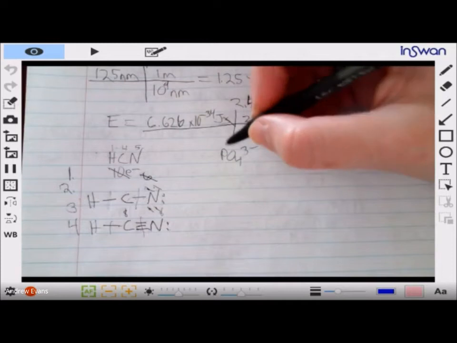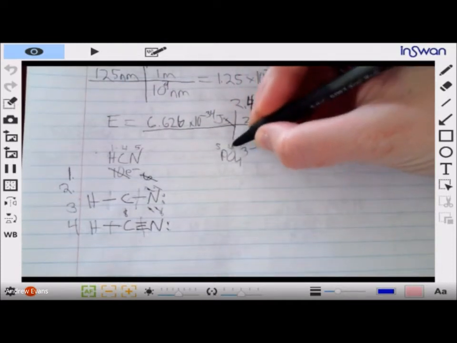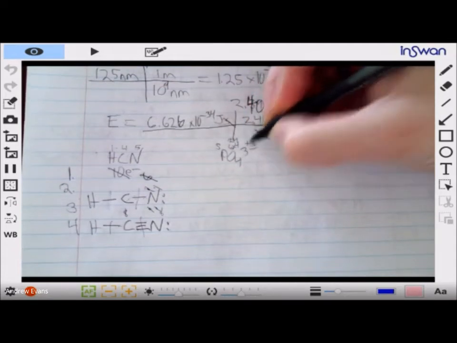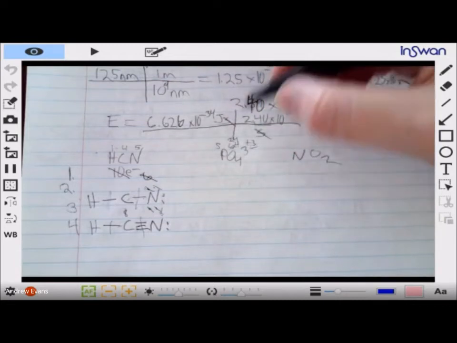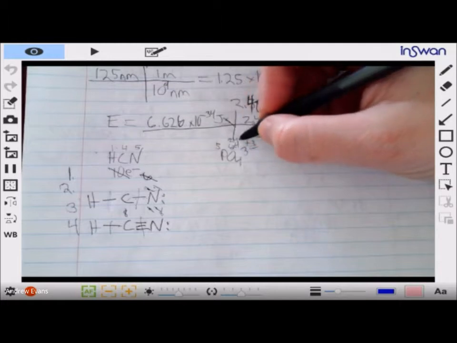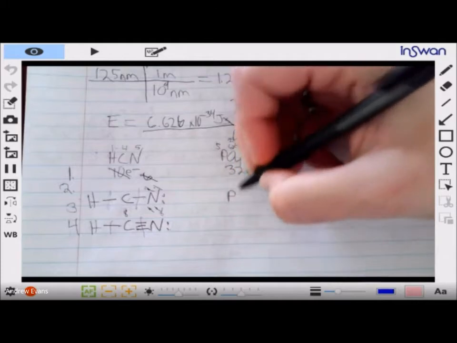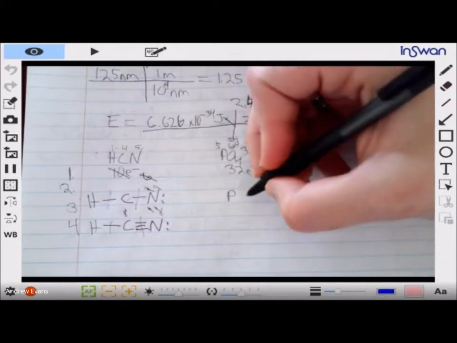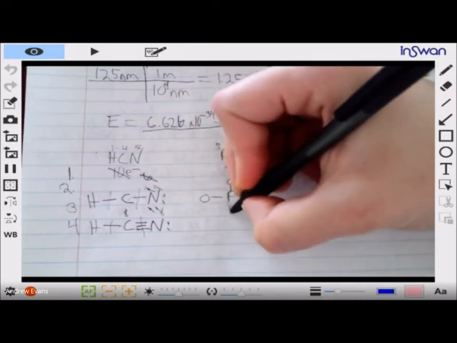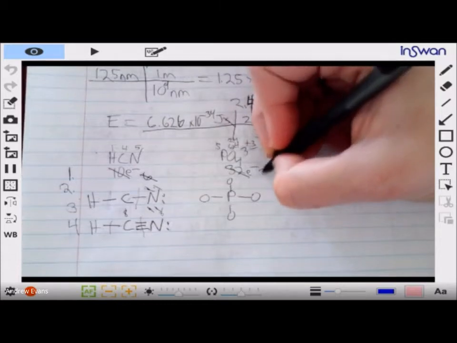So phosphorus. 5 from phosphorus, 6 from oxygen. 6 times 4 is 24. And then another 3 because it's charged -3. So 24 plus 5 is 29, plus 3, 32 electrons. We're going to put a P in the center because it's the first element that's not hydrogen. Put 4 oxygens around it. That knocks off 8 electrons. We're down to 24 again.